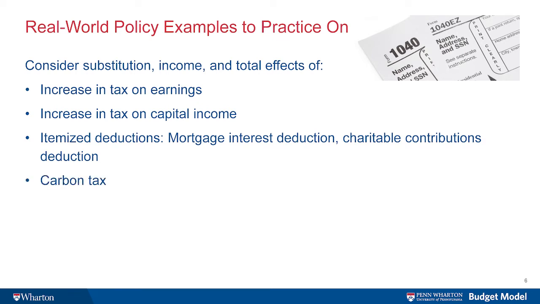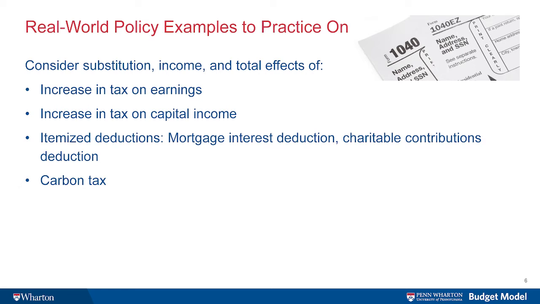A carbon tax. A carbon tax is a tax on the carbon content of fuels. A carbon tax would have a substitution effect of people substituting away from using carbon intensive fuel sources. First, let's think about that. That's a pretty hard thing to substitute away from. So the substitution effect from a really broad-based carbon tax is going to be relatively low compared to substituting away from a tax on a more narrowly defined type of fuel source.